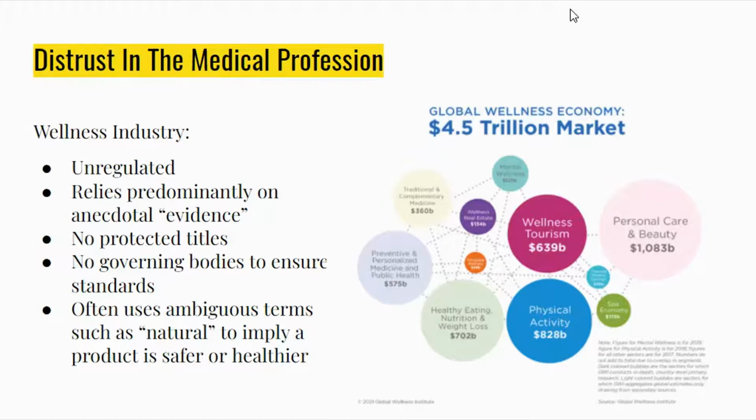So when someone uses the word natural to imply that something's safer or healthier, again, be suspicious, because natural is a very nebulous way to describe something. It doesn't prove anything in terms of the efficacy of a product or anything like that.